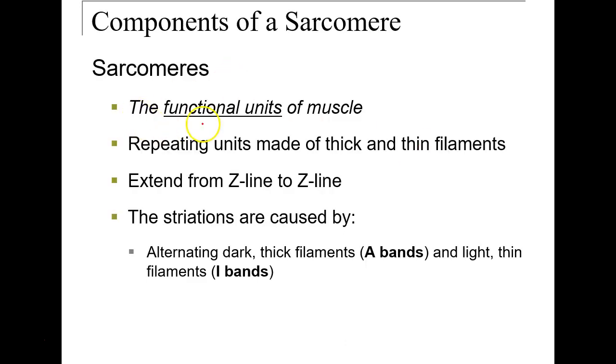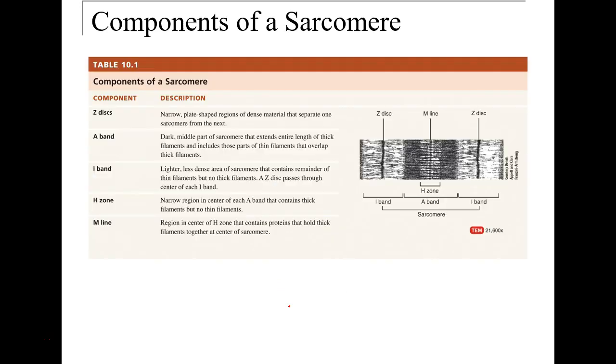Okay, sarcomeres, again, functional unit of the muscle. We repeat the thick and thin filaments overlying each other. The borders are Z-lines or Z-discs, if you will. And then the striations that we see in skeletal muscle are the alternating dark and light filaments, so I bands and A bands. So the thick and thin filaments are what create those striations, as you can see here.